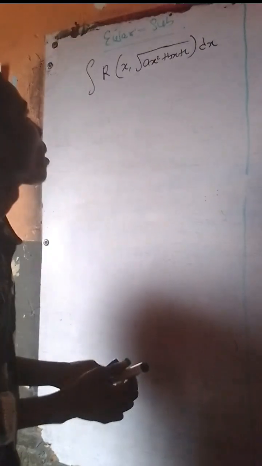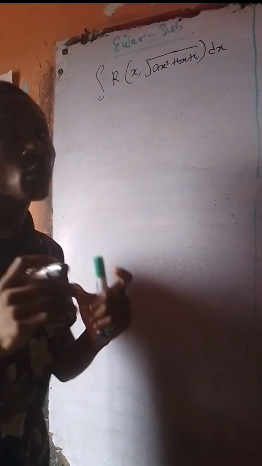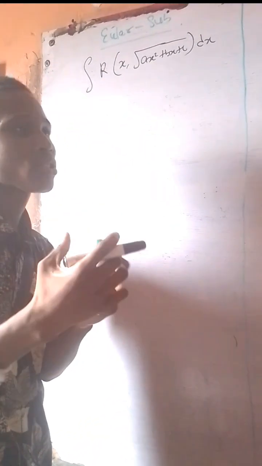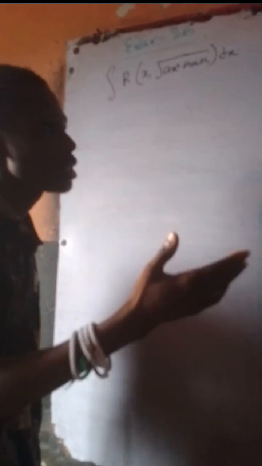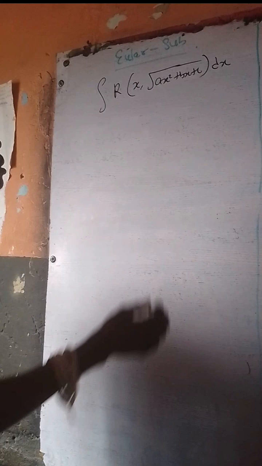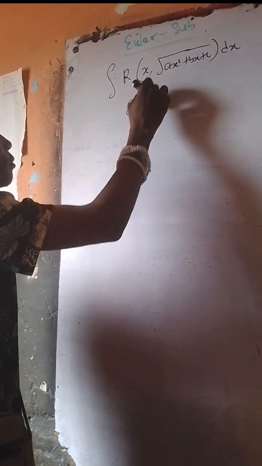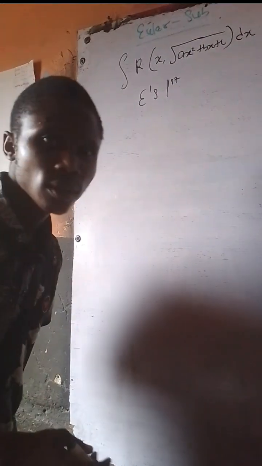Euler was able to bring a good logic, which most people call the Euler substitution, but they were not able to categorize it categorically. So whenever you are solving integration, it feels so hard to know when to use them. That is why I'm trying to explain some things under it. And let's talk about Euler's first substitution.